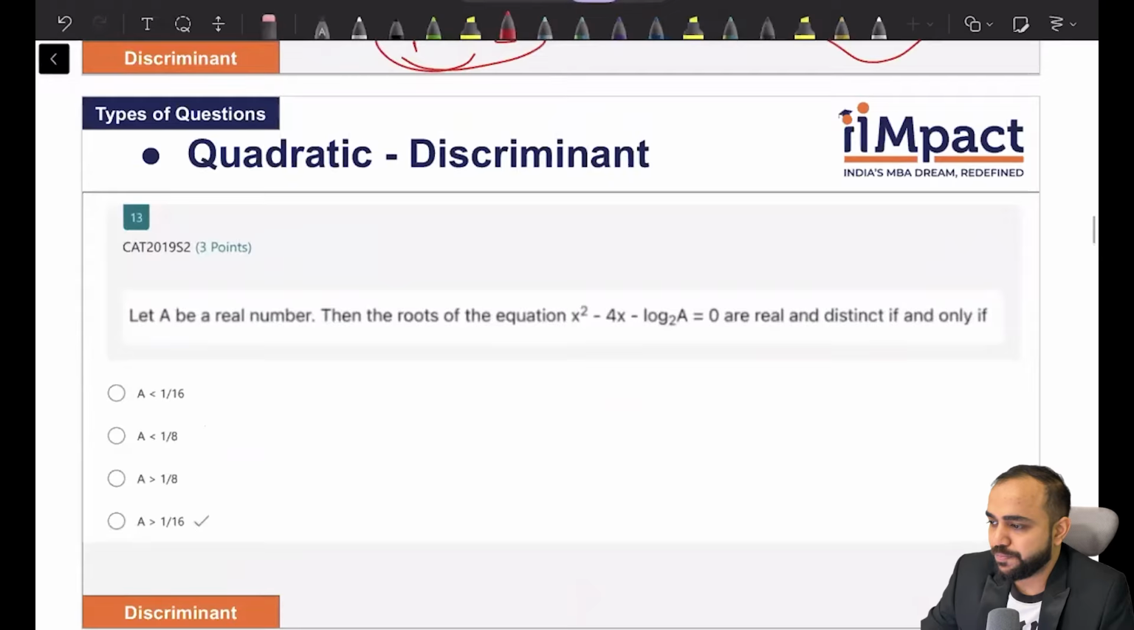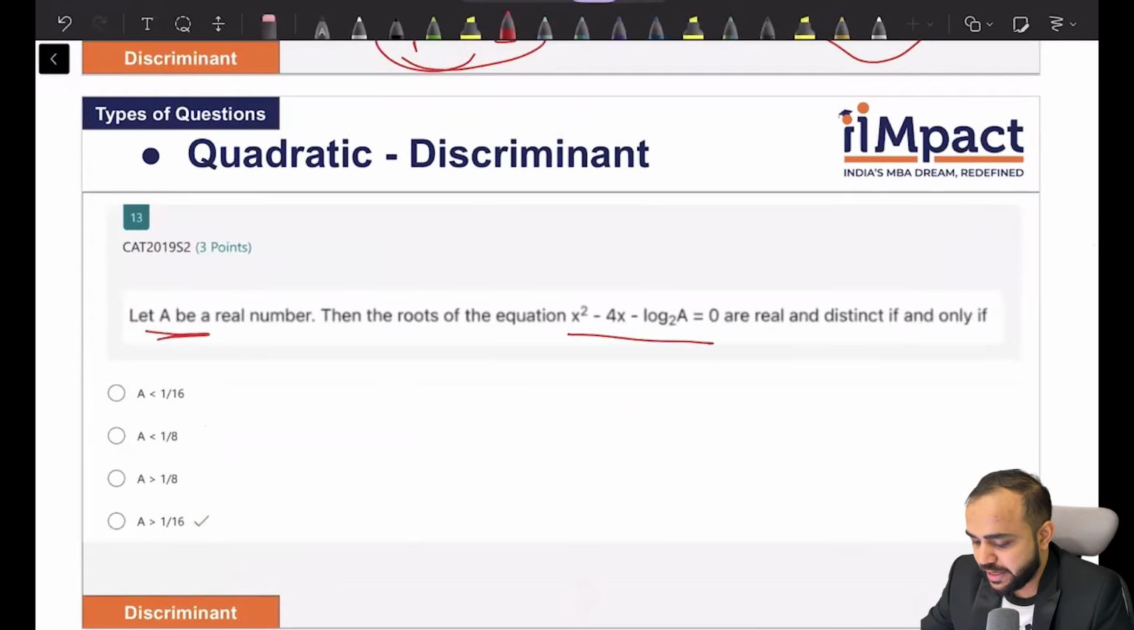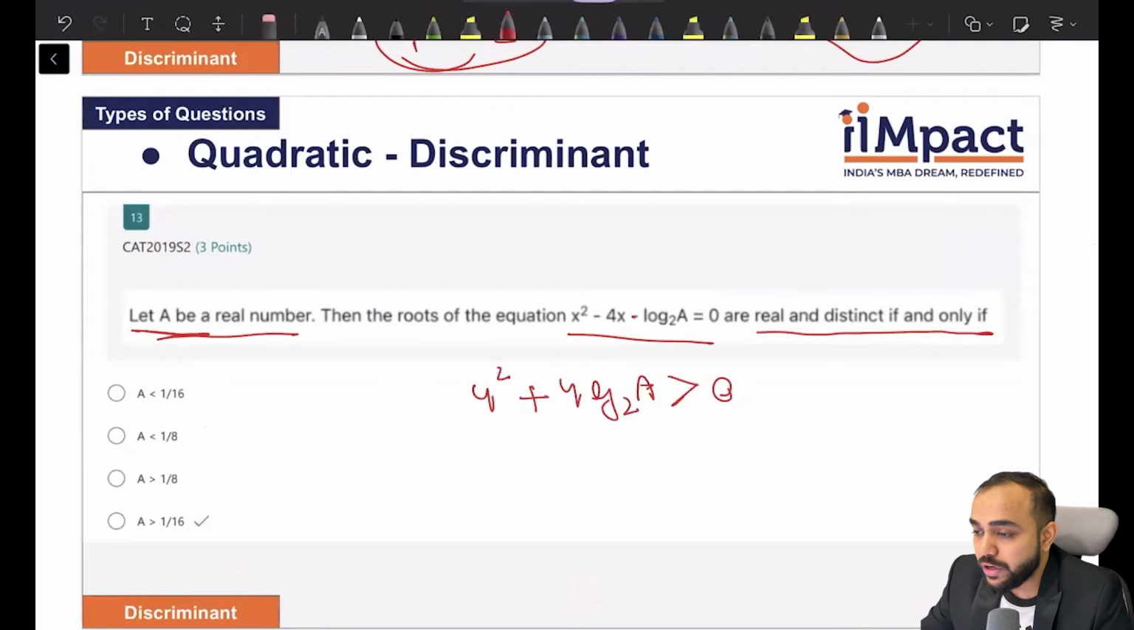One more question. x square minus 4x minus log a base 2. a is a real number. It has two bits inside log a. Why are they even telling me this? The roots are real and distinct if and only if b square minus 4ac, minus into minus will become plus, 4 log a base 2 is greater than 0. Would equality be a part of this condition?